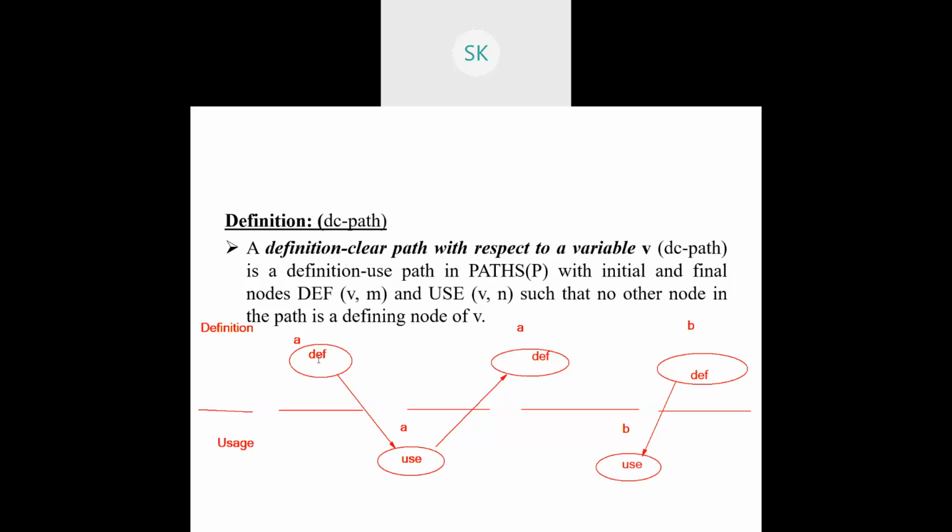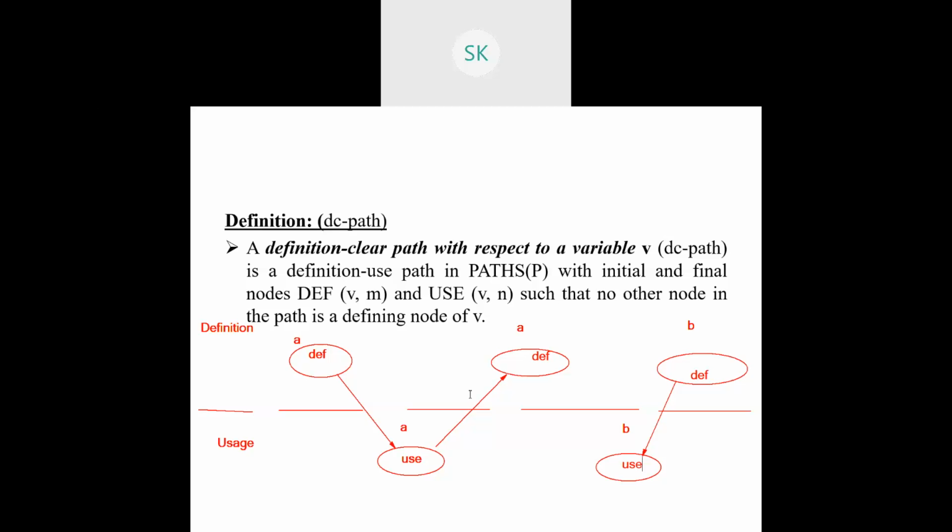Fine. Variable a is defined at one particular node, and the same thing will be used in another particular node. After usage, or before usage, if you find any area where it has been redefined in between, then we cannot call it definition clear. Definition clear is very simple to understand. Once it is defined one time, that should be taken care of with respect to the others also.